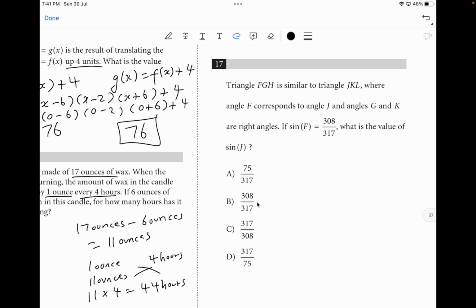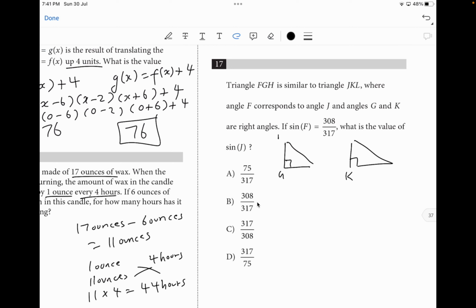So what I would like to do is draw both these triangles. That's the best thing we can do. And we know that angles G and K are right angles, right? So we're going to write down G here, and you can write down K. And since we know it follows that angle F is congruent to angle J, therefore the measure of angle F should be equal to the measure of angle J.